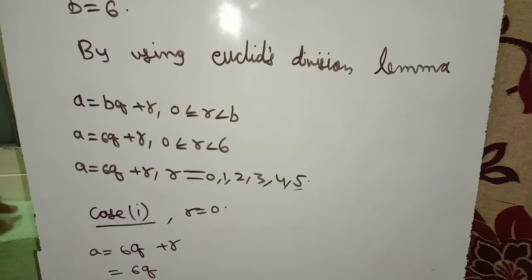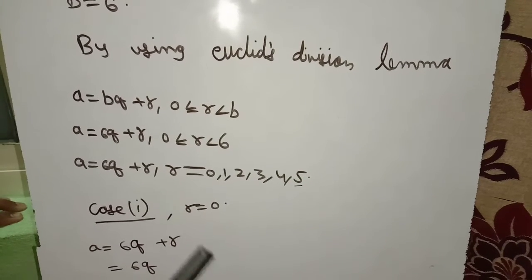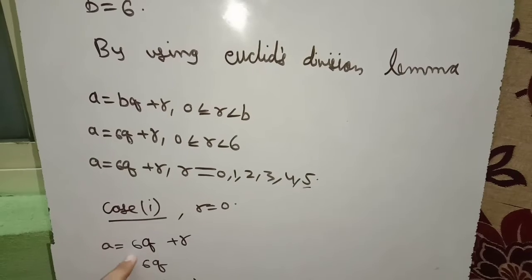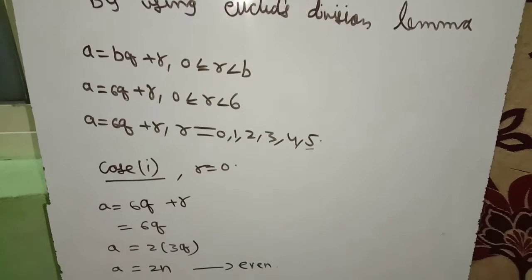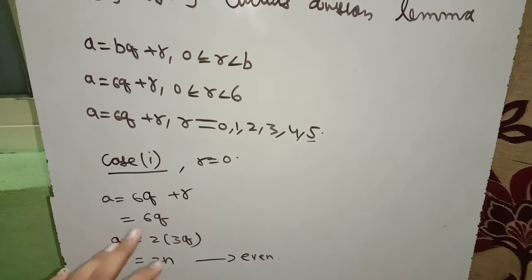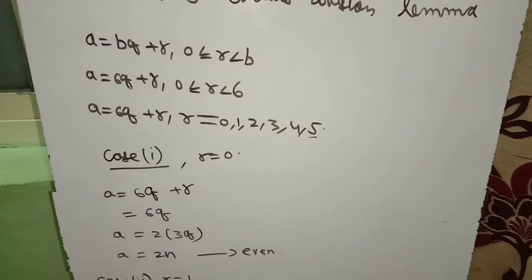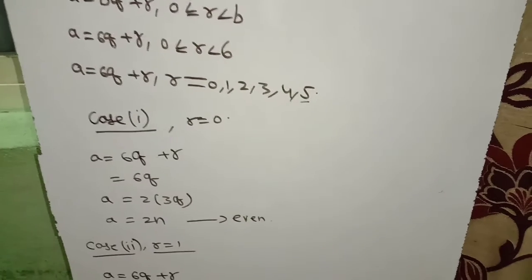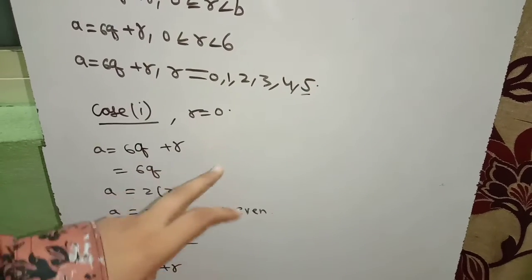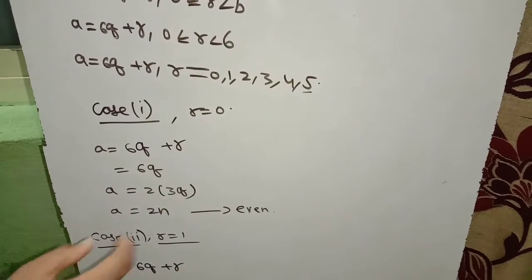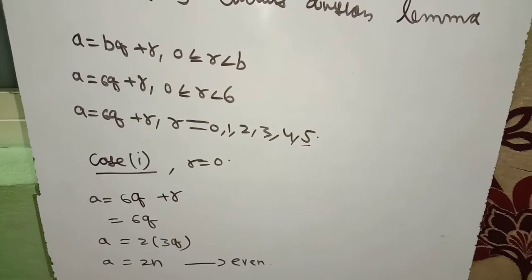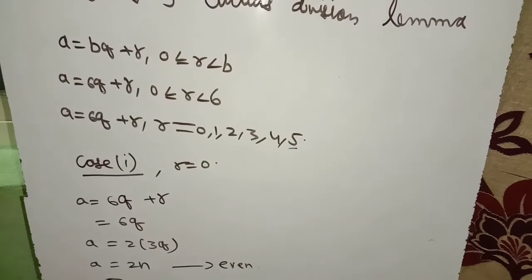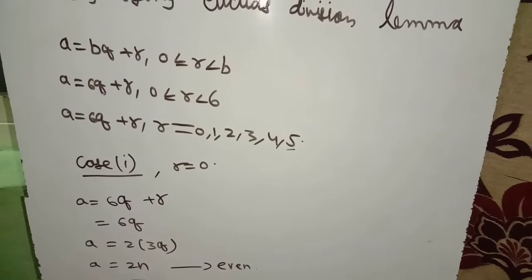In case 1, we will take r = 0 and check in this equation. So a = 6q + r, we know r = 0, so a = 6q = 2(3q). We have substituted 6q as 2(3q), so a = 2n. We have taken this 3q as n here. So when r = 0, this number 6q is exactly divisible by 2, right? So we can write it as even. The numbers which are divisible by 2 are definitely even. So a is also divisible by 2, so it is even.